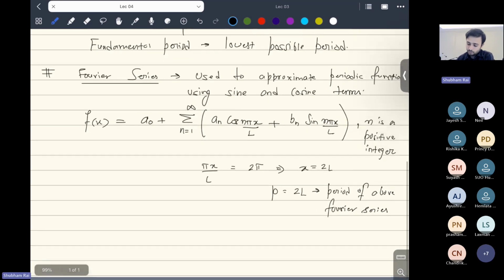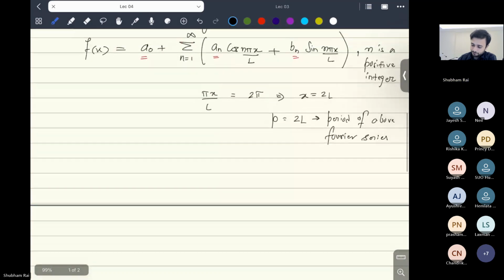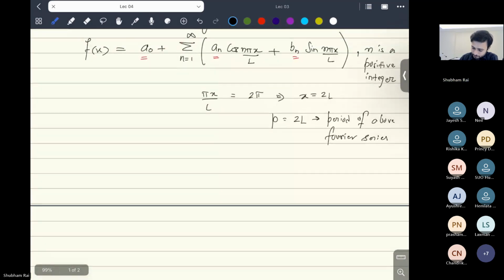Now this a0, an and bn are known as Fourier coefficients. And how to determine these Fourier coefficients, I'll tell you. But first of all, let me write what is the expression of these Fourier coefficients. a0, an and bn are given by Euler's formula.